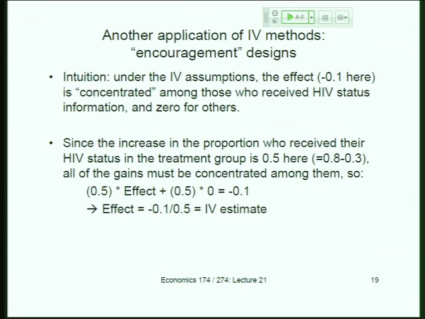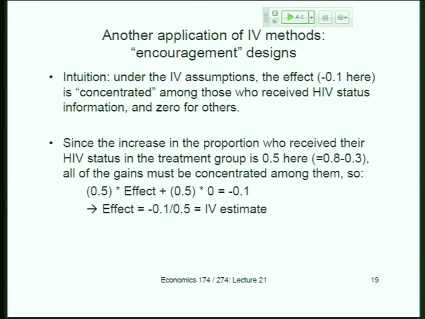So what is the intuition? Remember, the change in retrieval of HIV status was 0.5. So an additional 50% of the population got information when they were encouraged with an incentive. The way to understand the IV estimate under the IV assumptions is that the total effect that we see in the reduced form is concentrated among those who retrieved their HIV status. That's true under the IV assumption of the exclusion restriction holding.